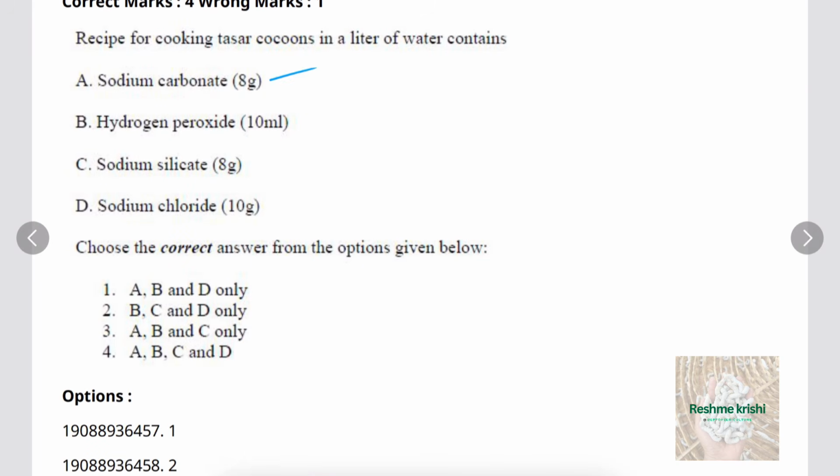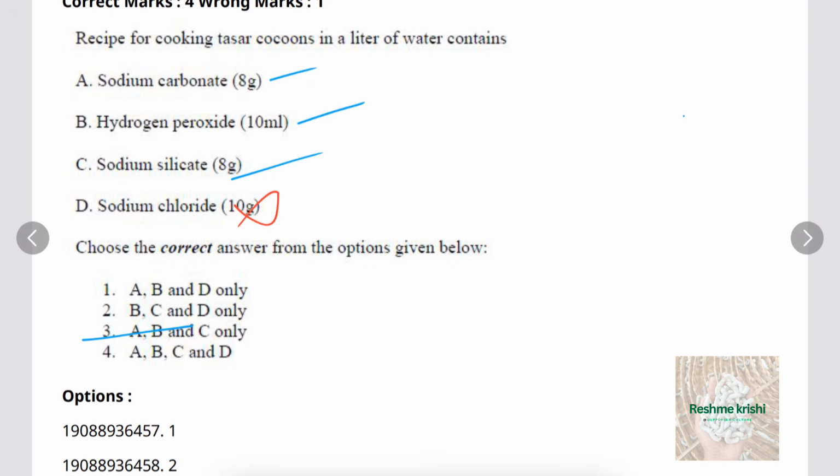This is a reeling related question, given for the recipe for cooking tassar cocoon in a liter of water. It contains sodium carbonate, hydrogen peroxide, and sodium silicate. Sodium chloride, no. It doesn't involve sodium chloride. So the answer might be ABC only. Okay, this is just a detailed video.